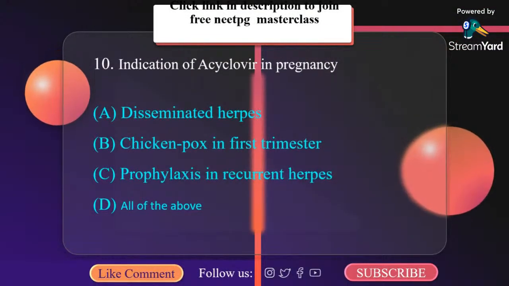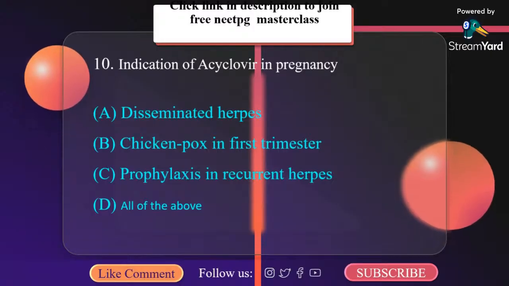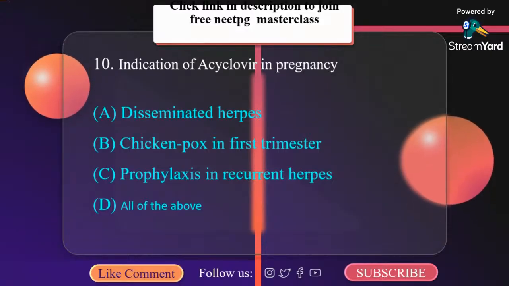Indication of acyclovir in pregnancy is: A. disseminated herpes, B. chickenpox in first trimester, C. prophylaxis in recurrent herpes, D. all of the above. It is all of the above.